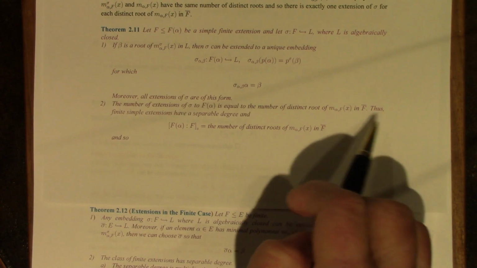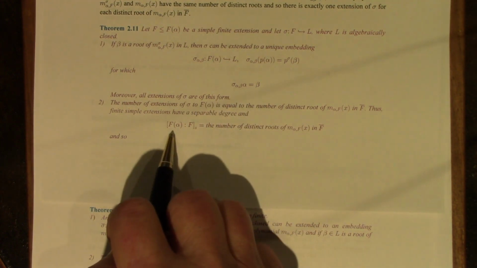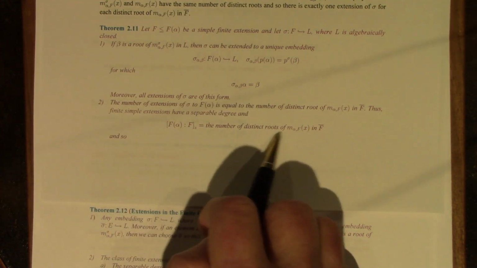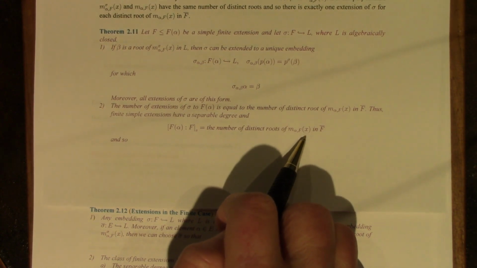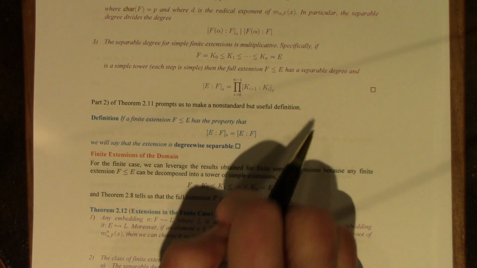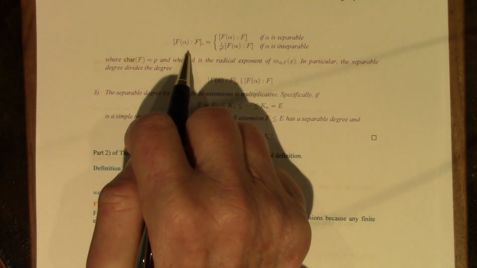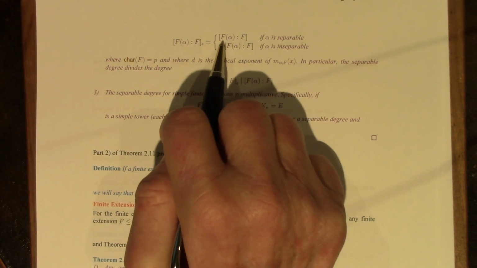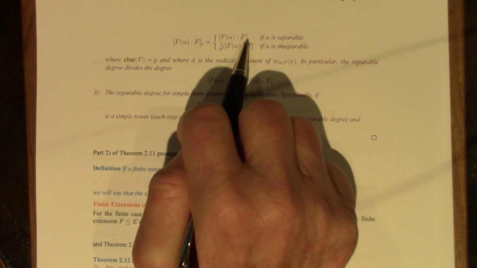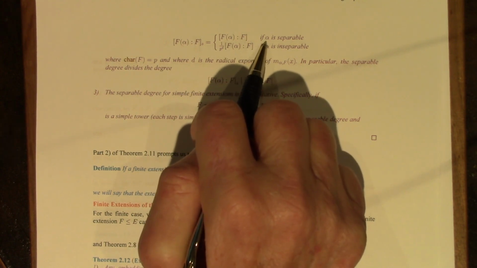So finite simple extensions have a separable degree, and it is equal to the number of distinct roots of the minimal polynomial of alpha. Therefore, the separable degree is equal to the ordinary degree, the vector space dimension, if alpha is separable.